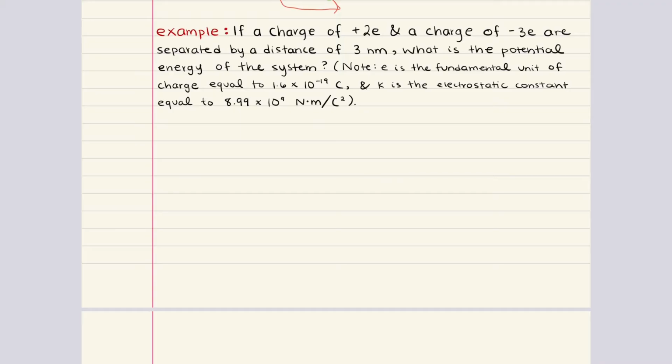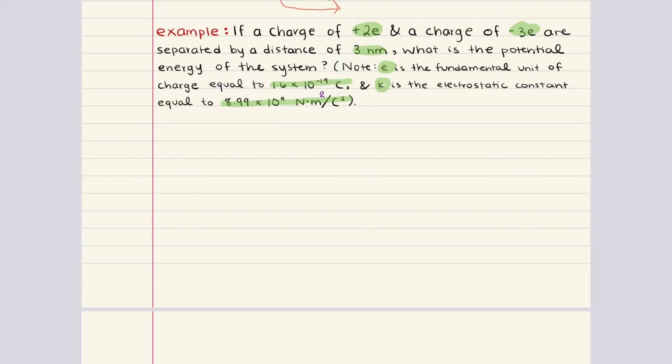This problem says, if a charge of plus 2e and a charge of minus 3e are separated by a distance of 3 nanometers, what is the potential energy of the system? Note that e is the fundamental unit of charge, and it's equal to 1.6 times 10 to the negative 19 coulomb, and k is the electrostatic constant. It's equal to 8.99 times 10 to the 9 newton meter squared per coulomb squared.